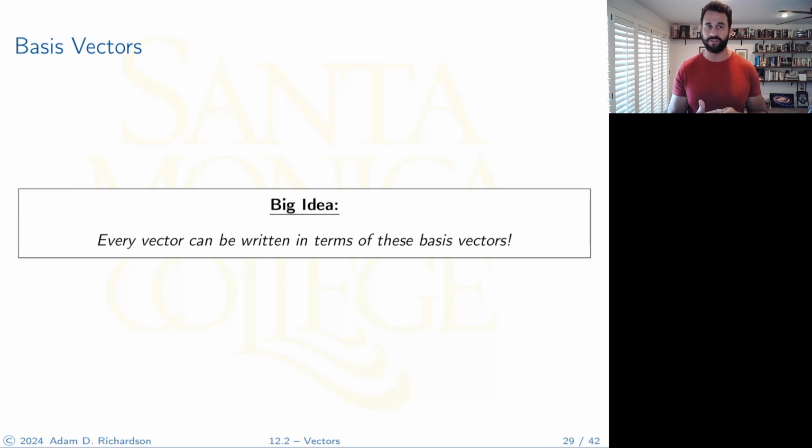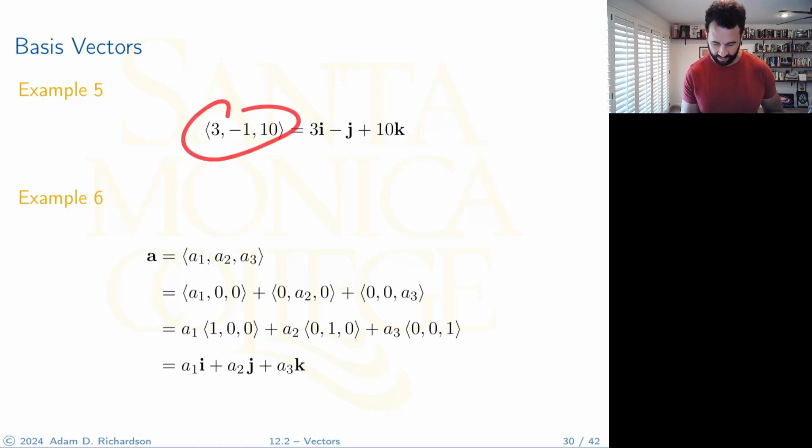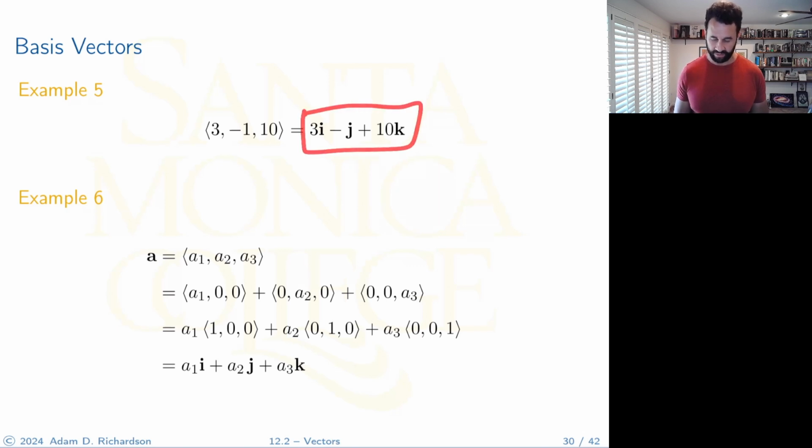So if you've got a vector like 1, 2, 3, what we're saying is that you can write that vector in terms of the basis vectors i, j, k. So here we go. How about this vector 3, negative 1, 10? Well, this says travel 3 units in the i direction, negative 1 units in the j direction, 10 units in the k direction. So we can write that as a vector sum, 3i minus 1j plus 10k. There we go. That's why they're called the basis vectors.